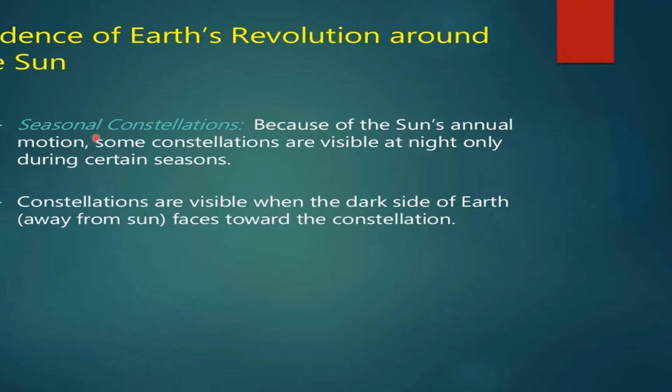First is a seasonal constellation because of the Sun's annual motion. Some constellations are visible at night only during certain seasons, and the constellations are visible when the dark side of the Earth, away from the Sun, faces towards the constellations.